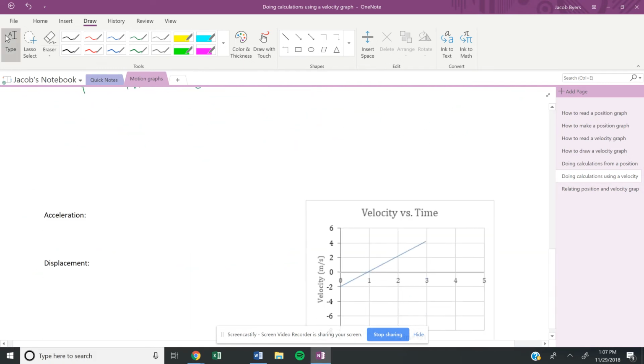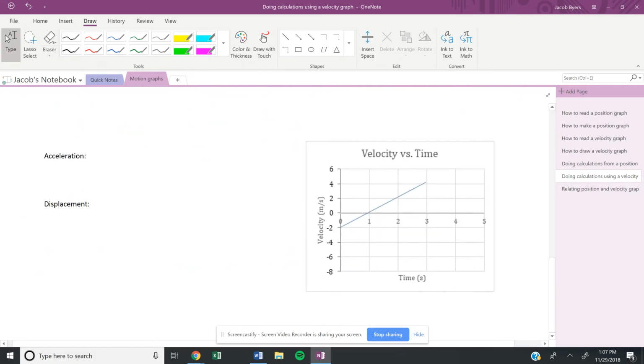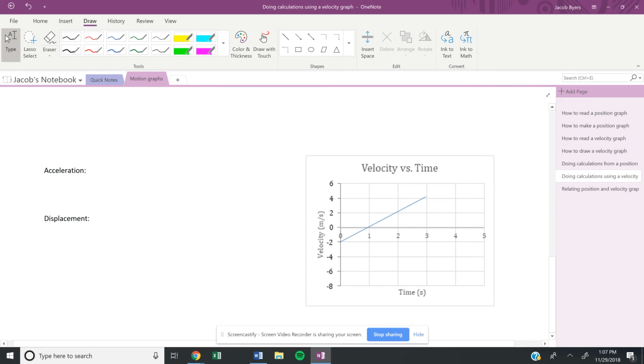For right now, we're going to stick to just these calculations. We're going to look here at one more example real quick. I didn't give you the words on this one. It's just we started moving at negative 2 meters per second as my initial velocity. I accelerated at some rate until I was moving at 4 meters per second at 3 seconds.